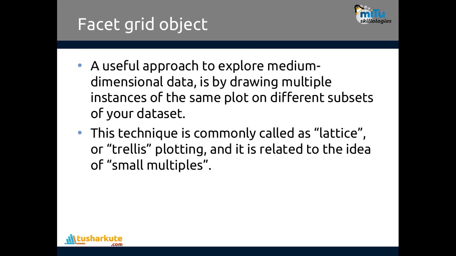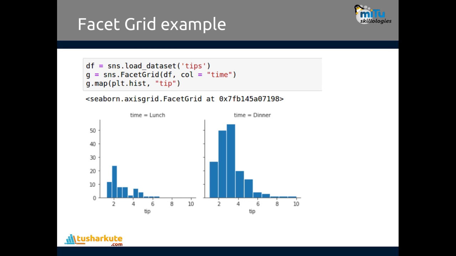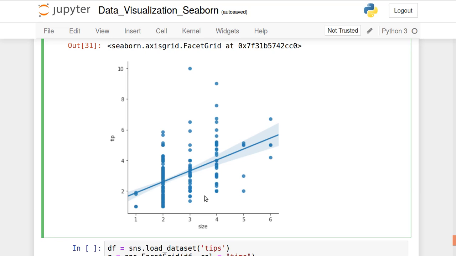Now let's focus on the facet grid object. What do we mean by facet grid? A useful approach to explore medium dimensional data is drawing multiple instances of the same plot on different subsets of your data set. This technique is commonly called lattice or trellis plotting, and it is related to the idea of small multiples. Now, how do you use facet grid? Let's see.